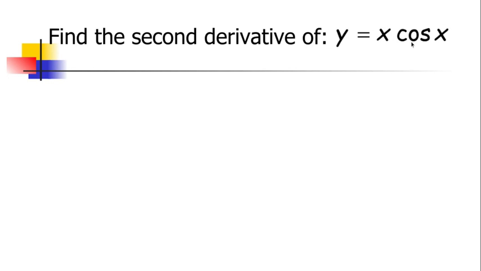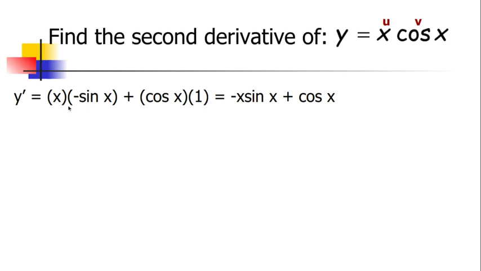Okay, so looking at this function, there's no way to simplify it or to rewrite it, so we have to do product rule, x times cosine x. So we have to pick our u and our v. So I'm just going to put a u above here and a v here, and we're going to do our product rule, u dv plus v du. So using our parentheses, y prime equals u dv, derivative of cosine x is negative sine x, plus v du would just be 1.